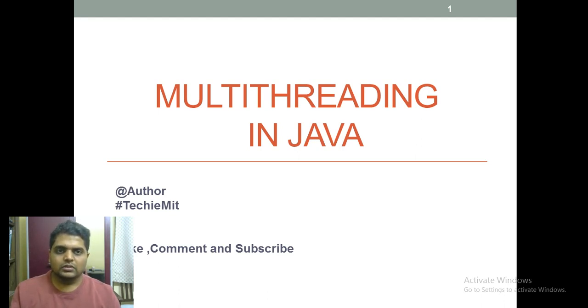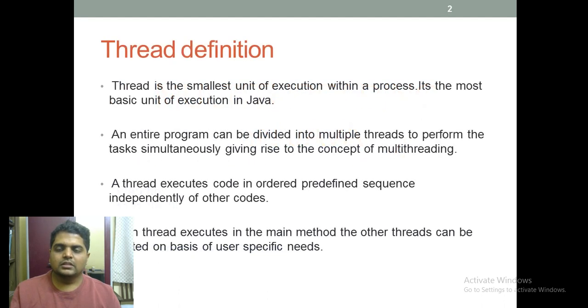To start with, the thread definition. Basically, in multi-threading you should know what a thread is. A thread is the smallest unit of execution within a process. It's the most basic unit of execution, like the atom in general science. So in our terms we have the thread, the smallest or most basic unit of execution within a process.